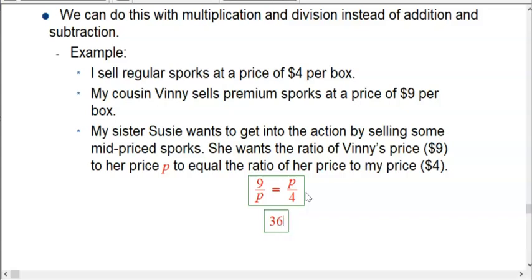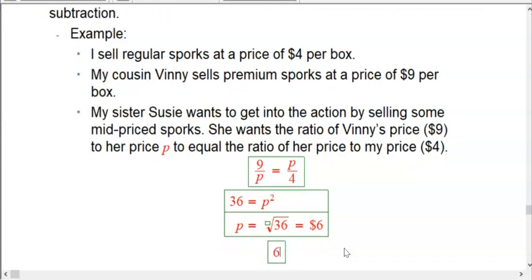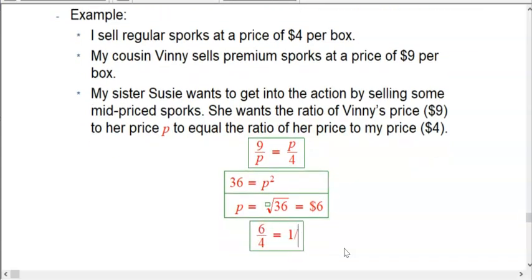You can, of course, cross multiply. 36 equals P squared. P is the square root of 36, and that's $6. Now I set this up to be nice. The number is often going to be some ugly square root, but that's okay. We can live with that. But in this case, we can double check. 6 over 4, yeah, that's 1.5. And that's exactly 9 over 6 equals 1.5.